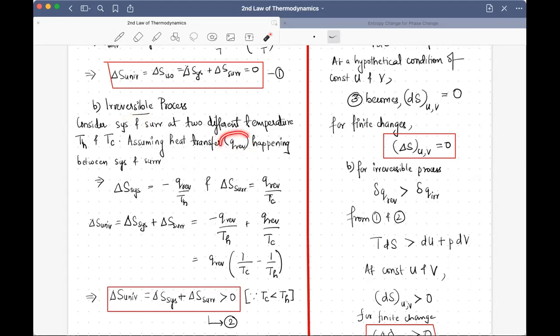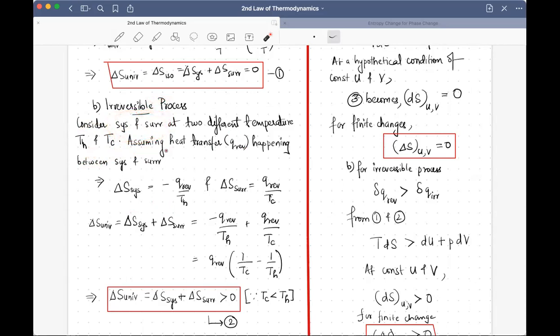Okay, only then can we apply this particular mathematical form of the second law of thermodynamics. Therefore, we need to assume that heat transfer is happening reversibly from the system to the surrounding. Though it is an irreversible process, we are considering a spontaneous or natural process where the system and surrounding are at two different temperatures. This itself is a natural process because they are at two different temperatures, and therefore it is an irreversible process.